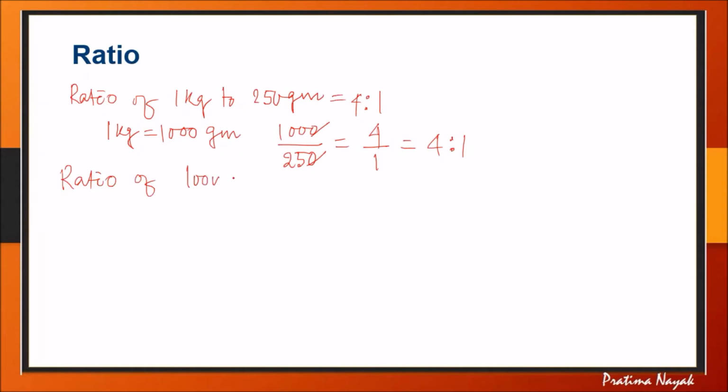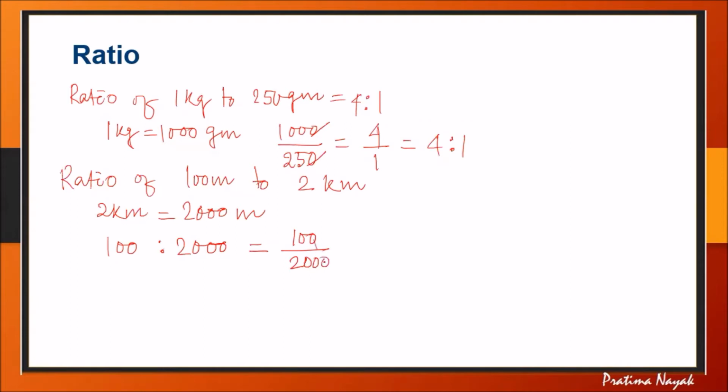Similarly, next I am getting the ratio of 100 meter to 2 kilometer. I'll convert 2 kilometer into 2000 meter. Then I'll write the ratio 100 is to 2000. Since it is a ratio, there is no need of a unit. First convert to one unit, then there is no need of writing meter in both cases. So you'll have 100 by 2000. How much will it be? It will be 1:20.